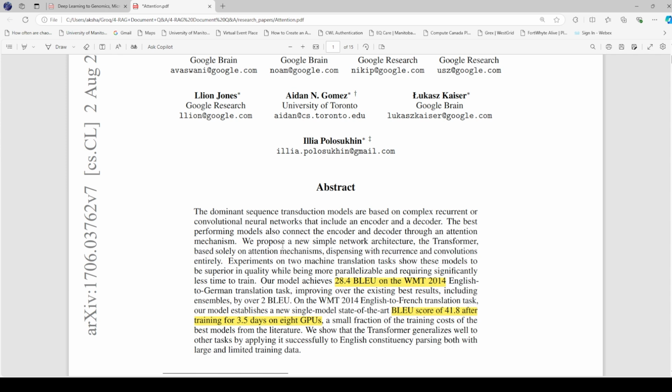They are trying to build an architecture which is able to perform well on various tasks like machine translation tasks. Here they are reporting two tasks: English to German translation with a score of 28.4, and English to French translation with a score of 41.8. I'll talk about this scoring mechanism in detail later on, but just know that it is used to assess how well your model is able to do these kinds of translation tasks.